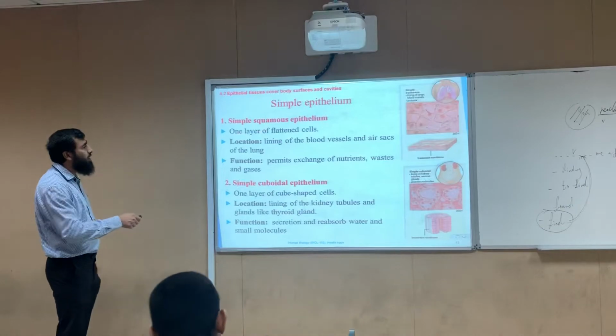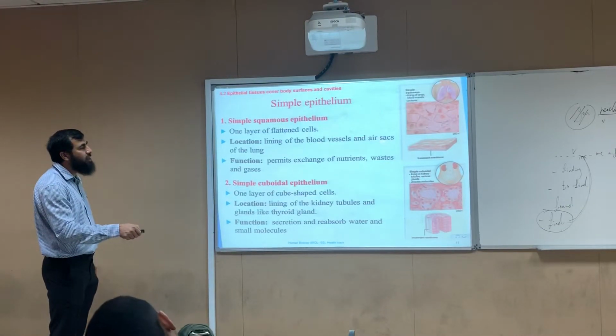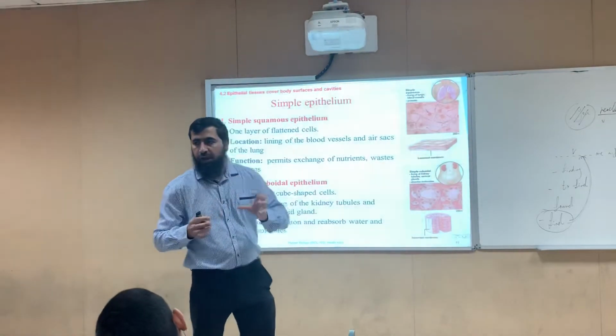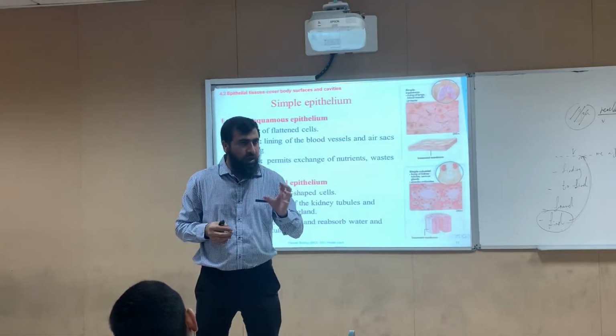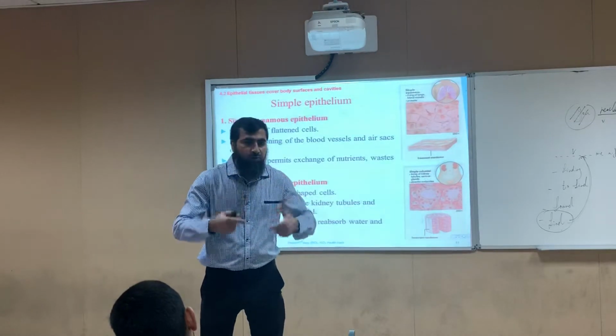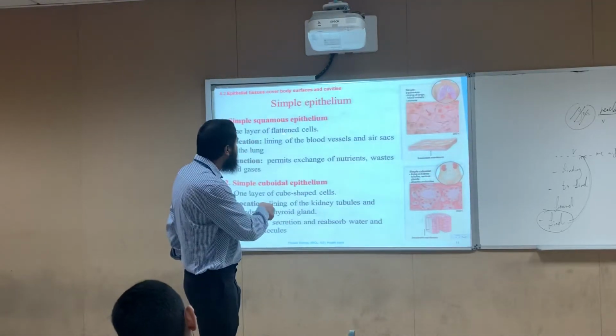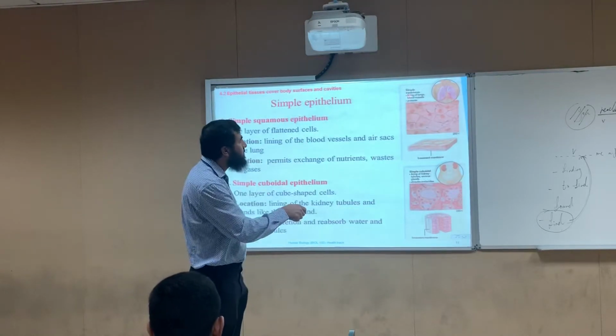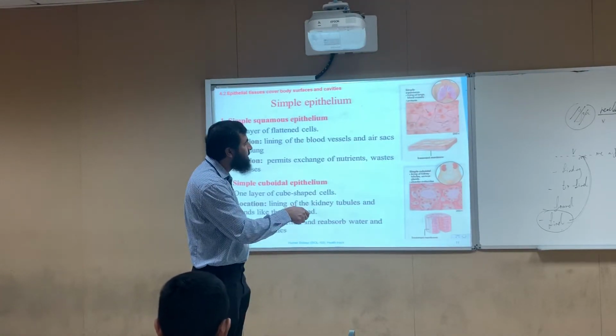So only one layer. We find this in blood vessels and air sacs. So in the lungs, you know, we got the air sacs, the alveoli. Have you heard of the structure called alveoli in the lungs? These are covered with these flat cells like this. You see this? So this is actually from the lining of the lungs. You see? It's a flat cell like this.